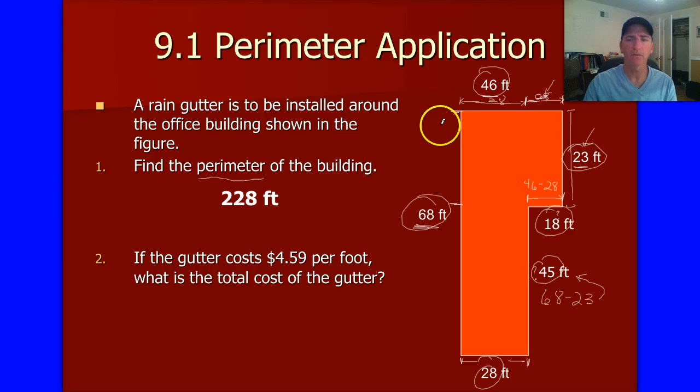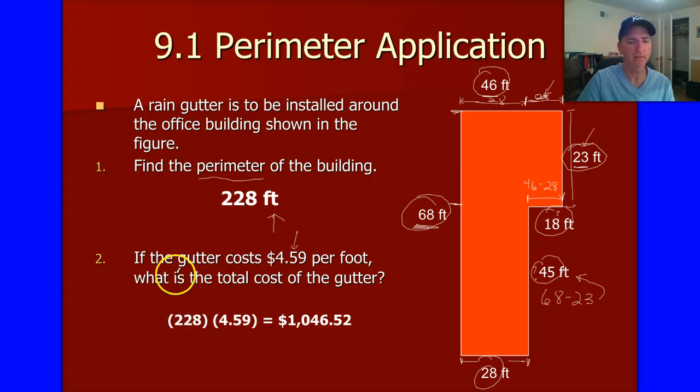It's the distance all the way around that building. And then question number 2 says, well, what if the gutter costs $4.59 per foot? Well, we just found the feet up here. So all we have to do here is multiply that, 228 from question 1 times $4.59 gives me a total of $1,046.52. And there it is right there. Got it? Hopefully you're okay with how we got that question.